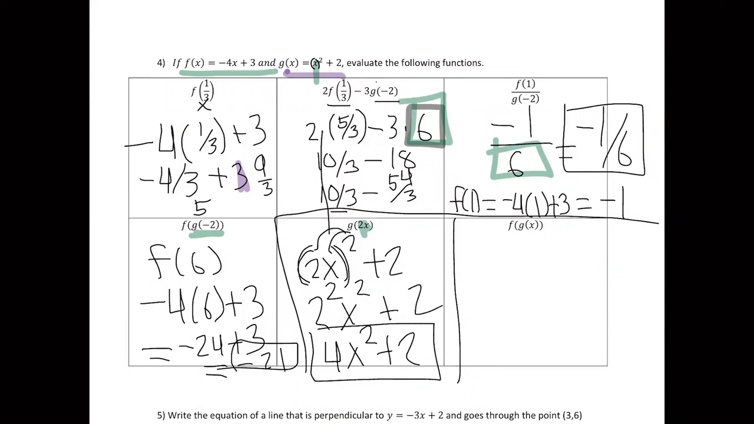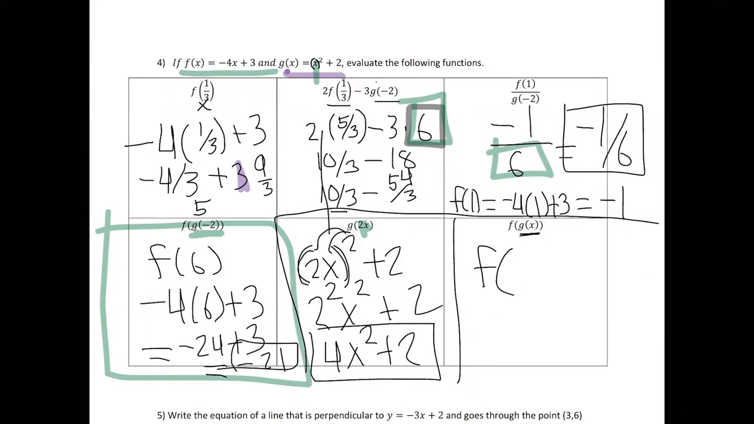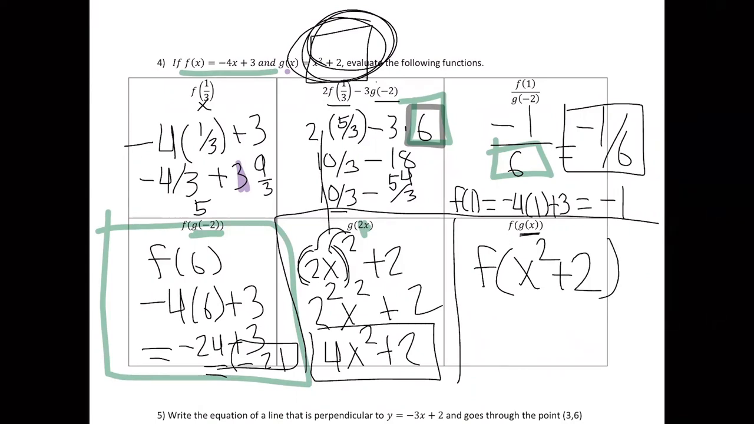All right, and this last one is similar to the composite one we did here, except we're doing it with variables. When you have f of g of x or g of f of x, just figure out what the inside part is. g of x is just this x squared plus 2 up top. So we really just have f of x squared plus 2. So we're going to plug this into the f function.